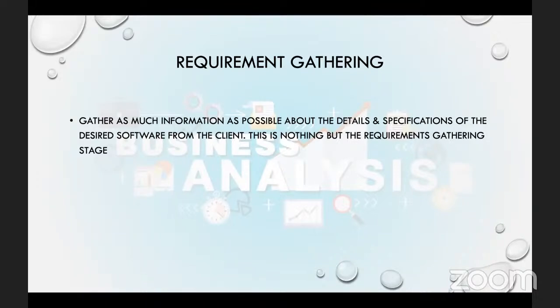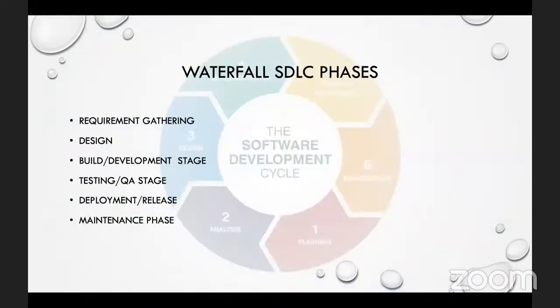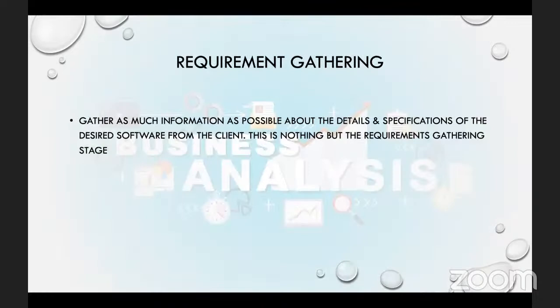So the first stage, right? The first stage is what? Requirement gathering. So at this stage, what are we doing? You gather as much information as possible about the details and specifications of the desired software from the client, right? This is nothing but the requirement gathering stage. It's a discovery stage. It's an extracting stage, right?